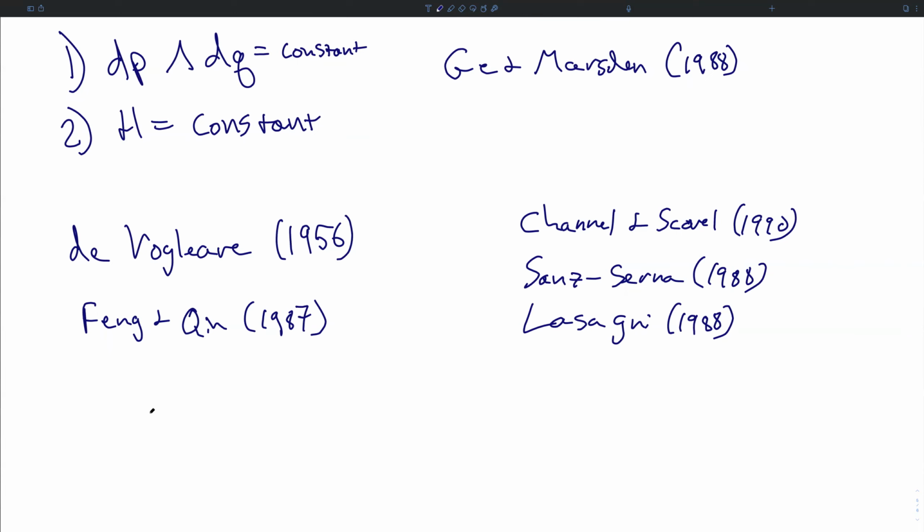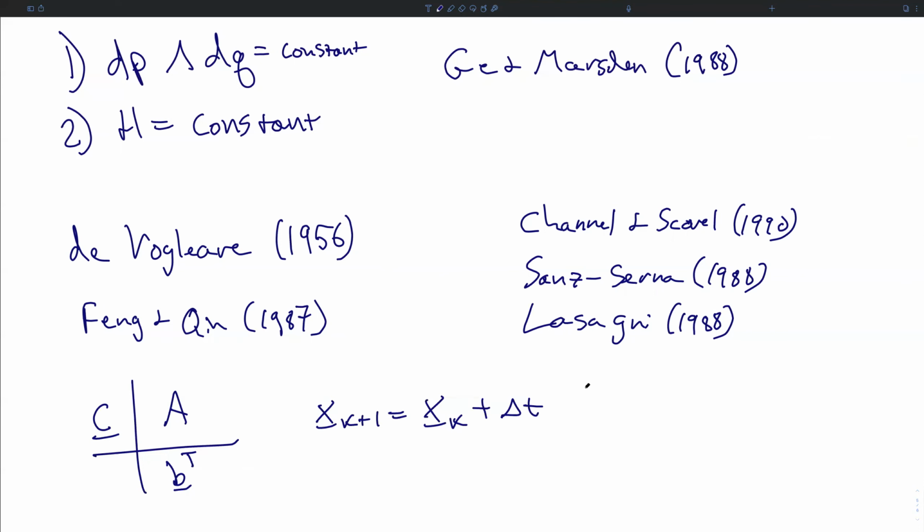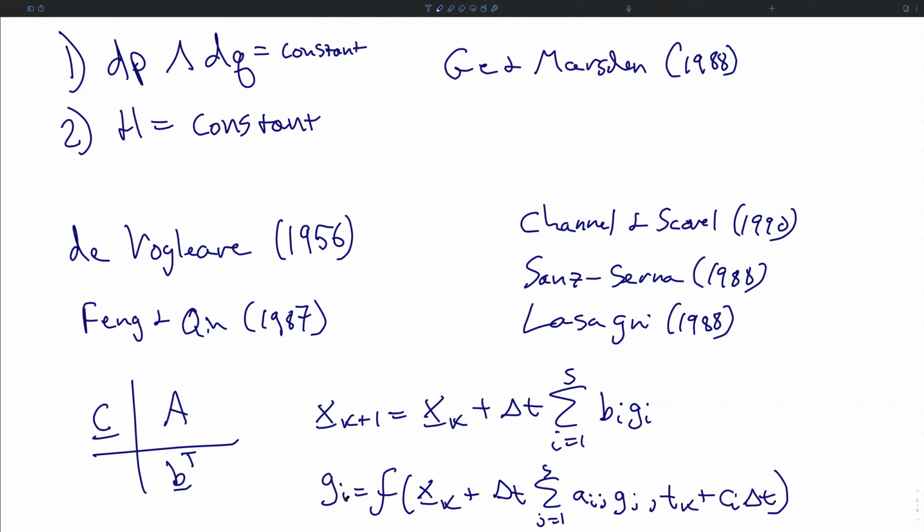us an integration scheme that is capable of preserving symplectic structure, and that is the Runge-Kutta integration methods. Recall that we can encode a Runge-Kutta scheme via the Butcher tableau, where we have a vector C, a vector B, and a matrix A, and we propagate our equations as x_{k+1} is equal to x_k plus our time step delta t times the summation of b_i g_i, where the g_i's are functions such that each g_i is a function of x_k plus the time step times the summation from j equals 1 to s of the elements of the matrix A, a_ij times g_j, evaluated at a time t_k plus elements of this C vector times delta t.